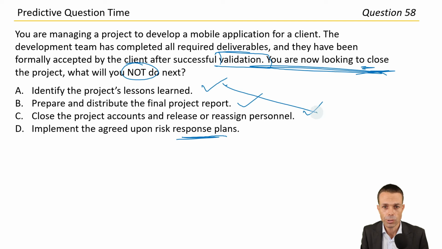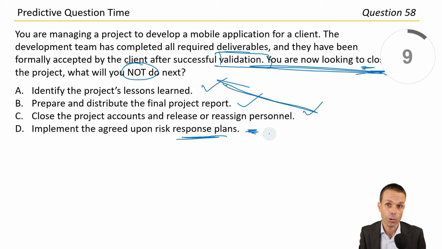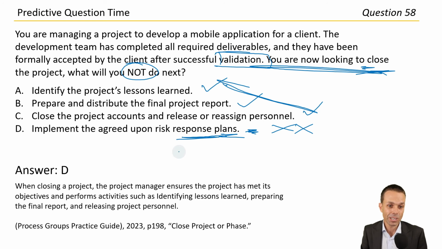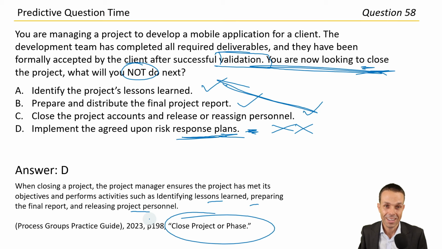Well, we've got 3 good ones already. This one, we probably do this as we're executing and monitoring and controlling our project. So really, that's before we close. So we're not going to do that when we're closing. Let's go with answer D. And there it is. When closing a project, the project manager ensures the project has met its objectives. We identify lessons learned, prepare the final report, release personnel, and page 198 under close project or phase in the Process Groups Practice Guide. Excellent.